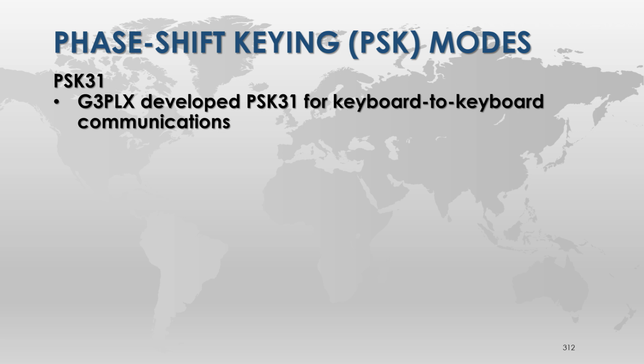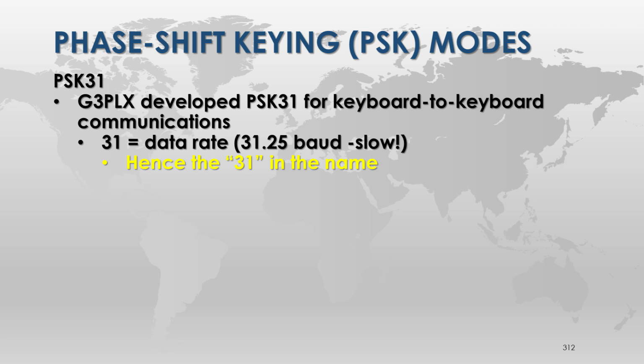G3PLX developed PSK 31 for keyboard-to-keyboard communications. 31 is the data rate, 31.25 baud, which is slow. It's the 31 in the name. So PSK 31 is 31 something baud.